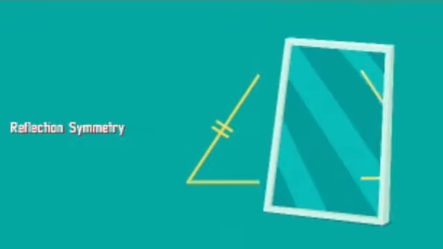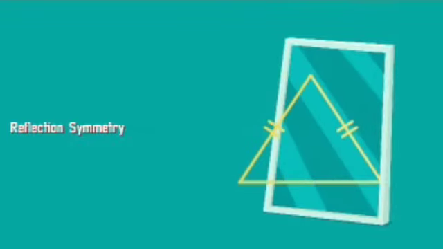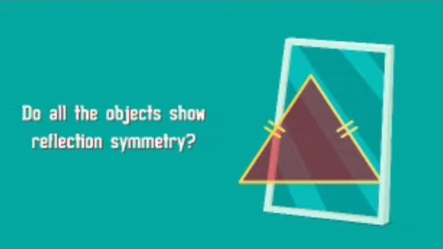This is because if we keep one part of this shape against a mirror along the line of symmetry, then we see the reflection of this part in the mirror. The reflection and the part outside the mirror make the complete shape. Do all the objects show reflection symmetry? No, all the objects don't show reflection symmetry.